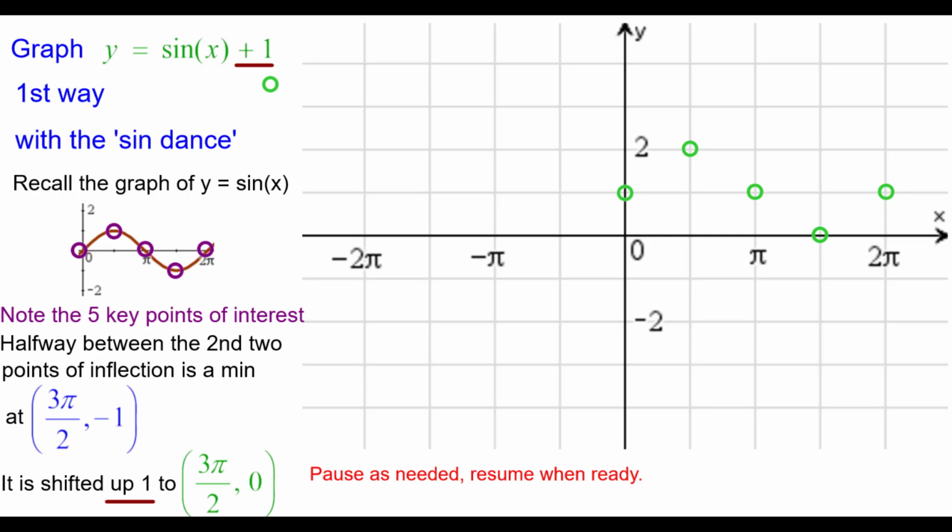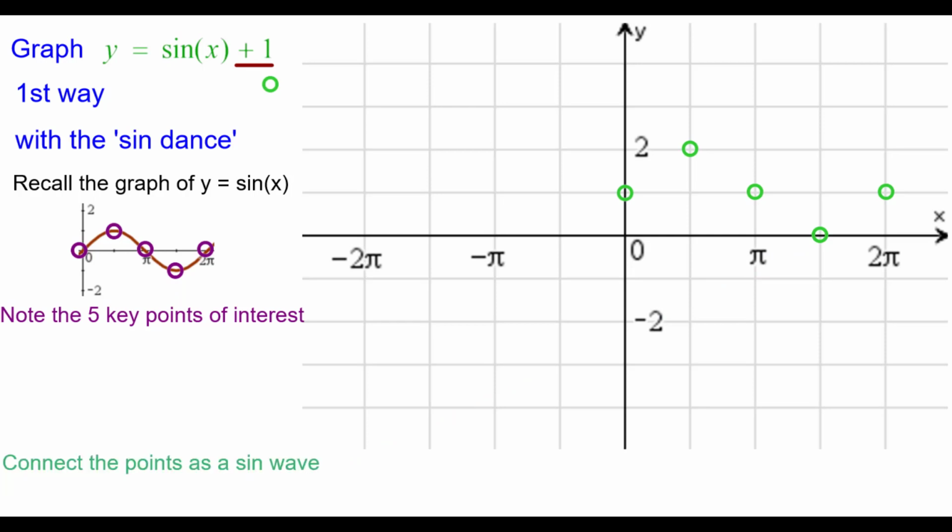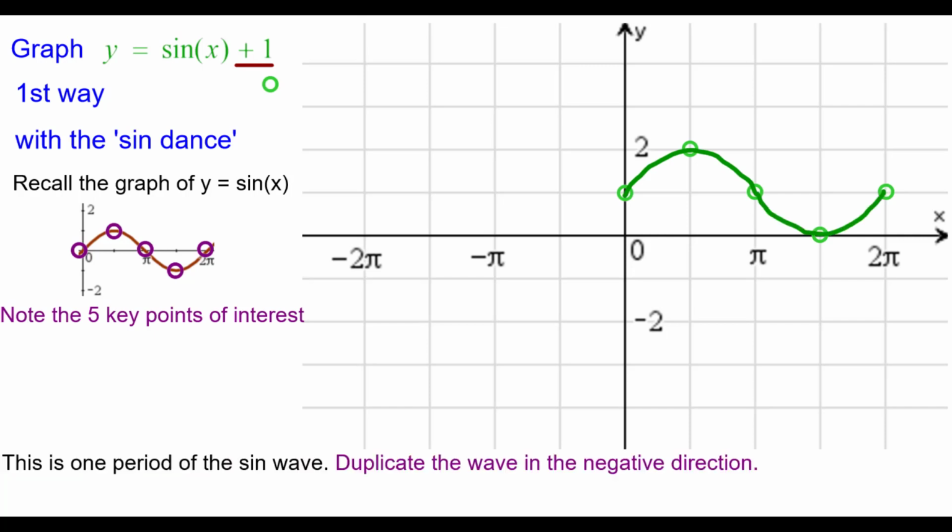Pause if needed. Connect the points as a sine wave, concave down, concave up. This is one period of the sine wave. Let's duplicate the wave in the negative direction by going back 2 pi from each of the key points of interest. Go back 2 pi from the max, from the point of inflection, from the min, and connect the points as another sine wave. Concave down, concave up.